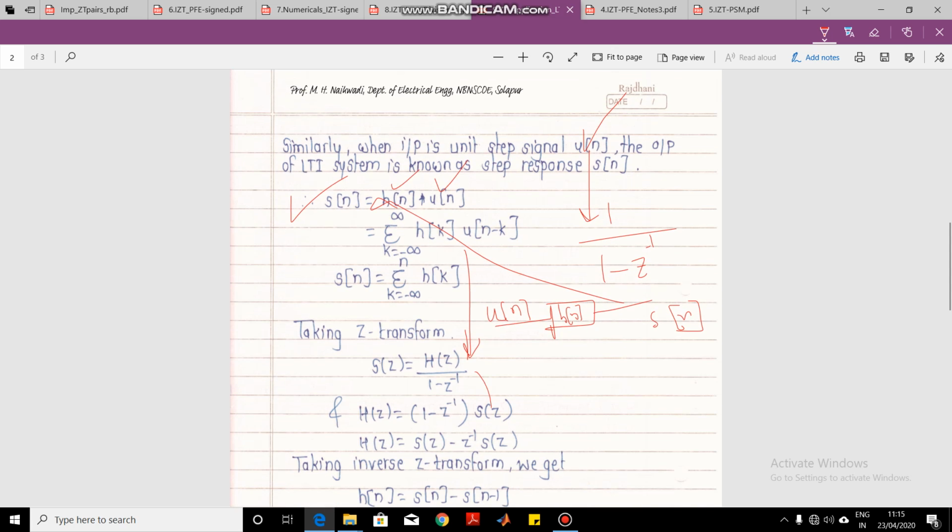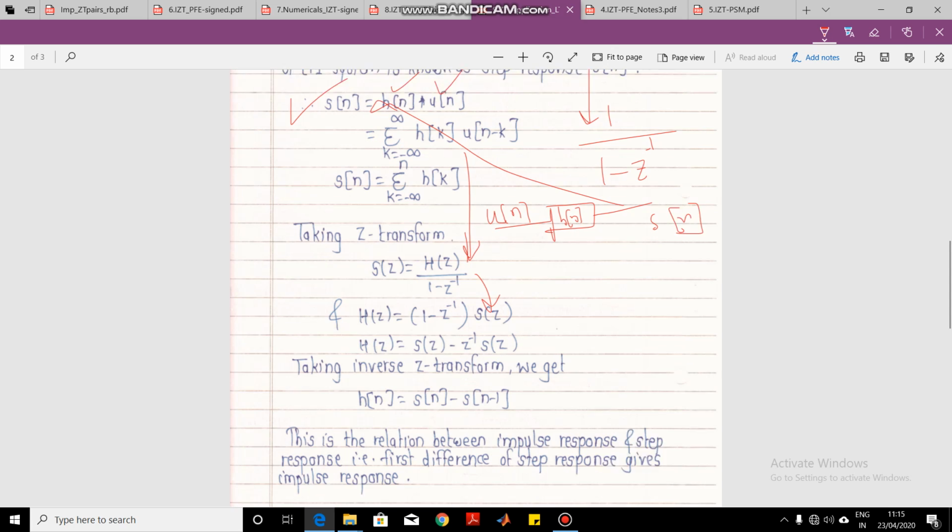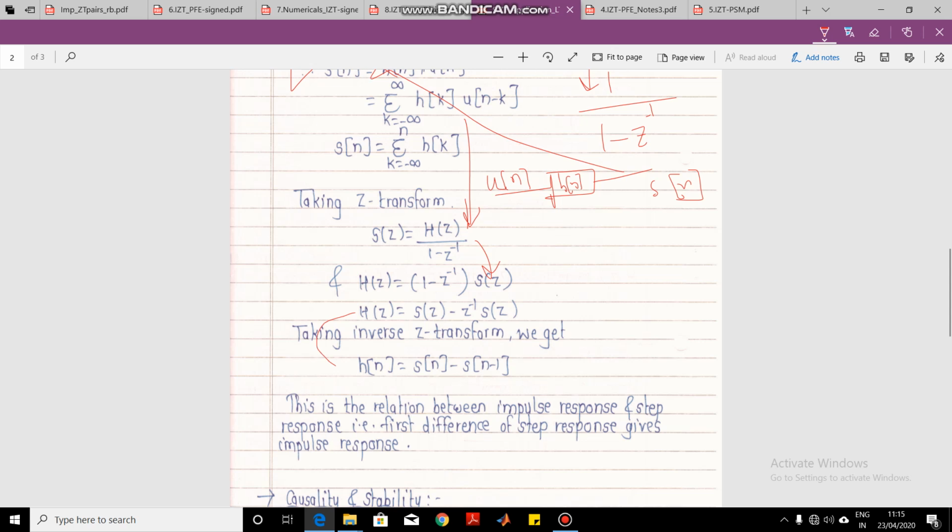Simply if I rearrange the terms, I will get h of z is equal to s of z minus z raised to minus 1 s of z. If I take the inverse Z transform of this, using the time shifting property of Z transform, I get the equation h of n is equal to s of n minus s of n minus 1. What is the conclusion about this very important equation? The first difference of step response gives the impulse response. If you take the subtraction of the two step responses, s of n and s of n minus 1, you will get the impulse response.